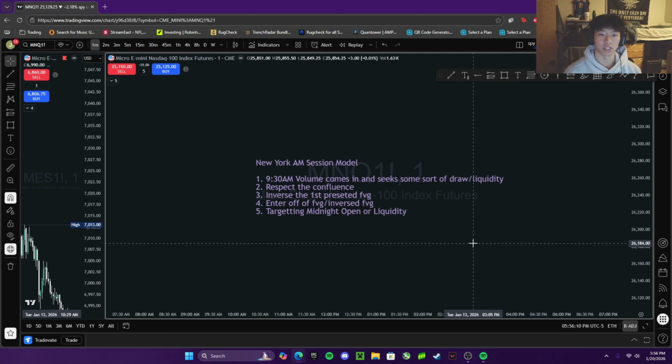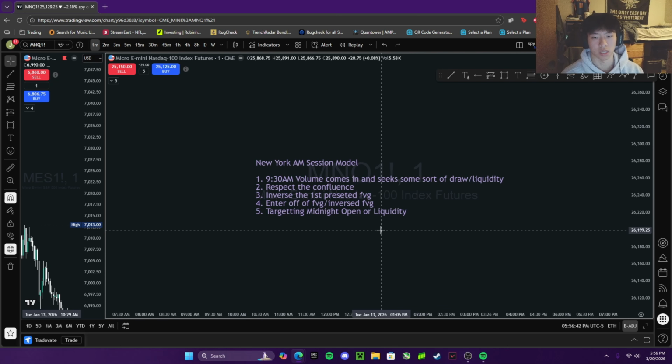So the New York AM session model is, first we want to mark out key levels. So this is either midnight, 8:30, 9:30, 10 a.m., as well as the 6 p.m. from previous day. After marking those, you want to mark out some sort of draw on liquidity before the 9:30. So this could be buy side liquidity, sell side liquidity, or either a 1 hour or 4 hour fair value gap that you believe that price could be drawn to. Obviously, this all depends on how price action is read at the current time. You want to react, not predict.